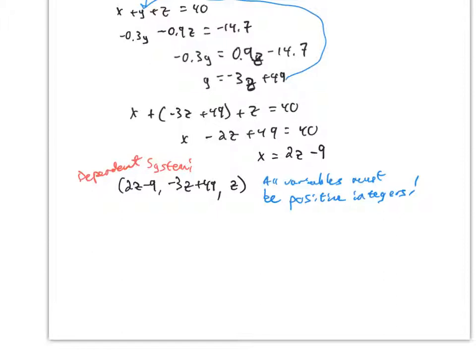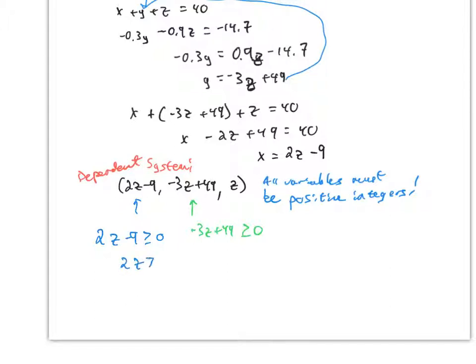So in order for us to figure out what it's going to take for this to be positive and also for this to be positive, I just have to take those and set them greater than or equal to 0. So 2z minus 9 has to be greater than or equal to 0, and negative 3z plus 49 has to be greater than or equal to 0. Now, lucky for us, these solve exactly like equations do, with that little caveat that if you have to multiply or divide by a negative, then the inequality sign gets flipped.